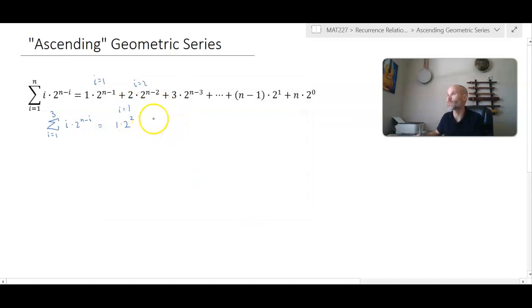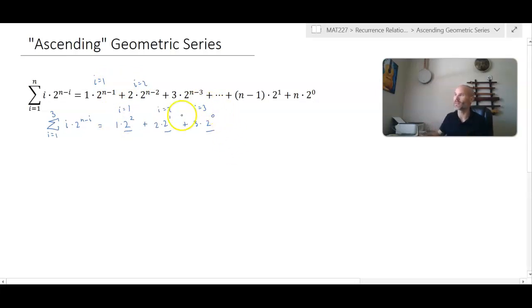Now, for i equals 2, our term that we're going to add on to this will be 2 times 2 to the 3 minus 2. So this would be times 2 to the first power. And finally, now we get to i equals 3, and we'll have i times 2 to the n minus i. Well, 3 minus 3 would give us 0. So we see that the powers of 2, that's the geometric piece, are decreasing while the coefficients are what I like to call ascending. And the fact that they're ascending by only 1 makes this convenient.